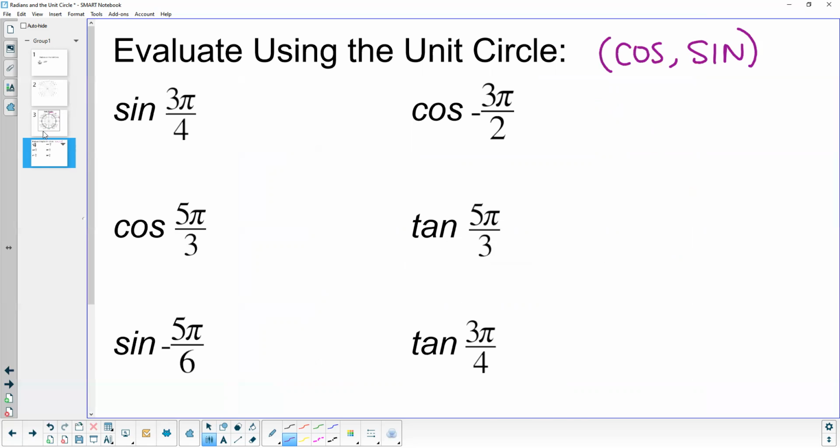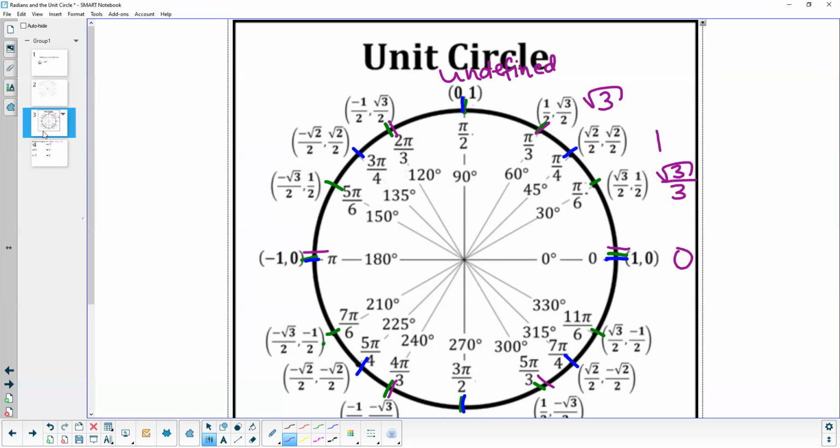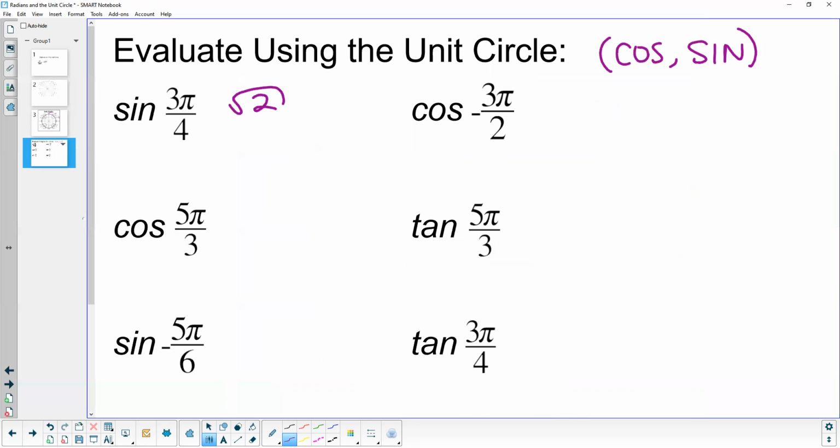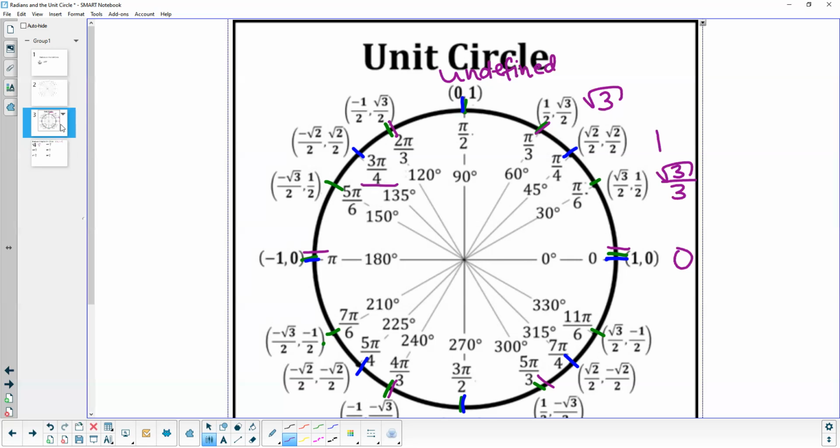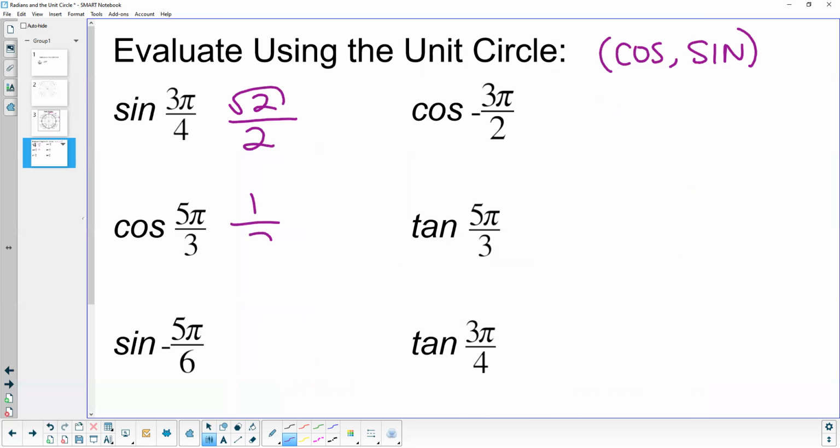The sine at 3 pi over 4. I'm going to find 3 pi over 4 right here. I want the sine, which is the y value, so this is going to be root 2 over 2. If I want the cosine of 5 pi over 3, I would find 5 pi over 3. I would find the x value because that's the cosine, and we've got a 1/2.